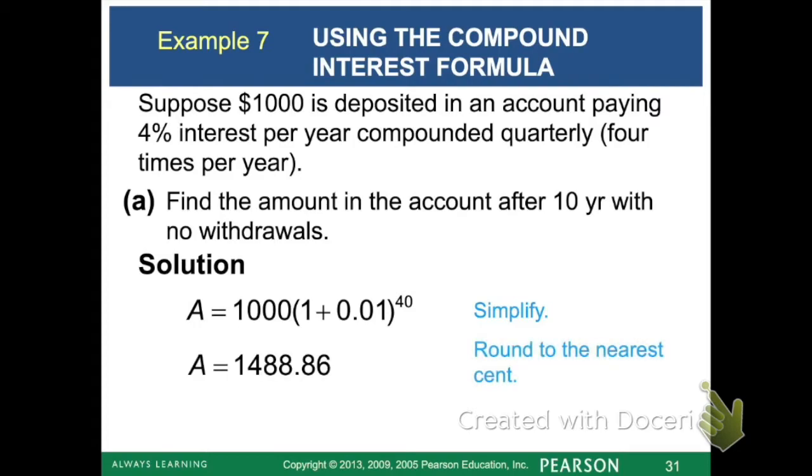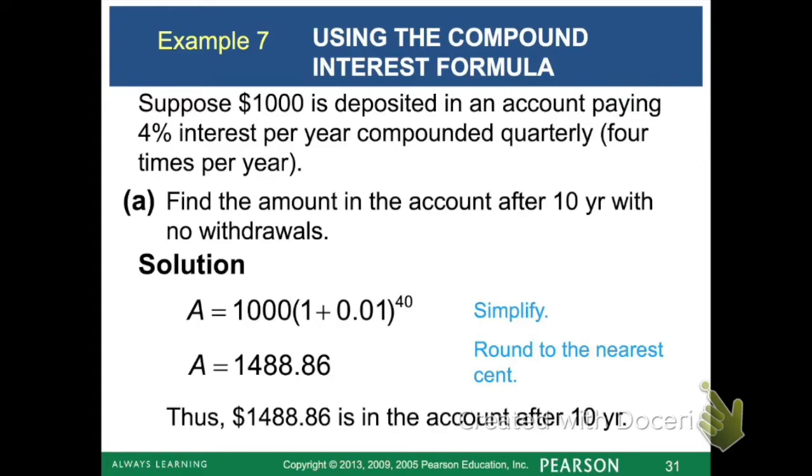So in the end, we get 1,488.86, which is the amount that we have in the account after 10 years. Now, in these kind of problems, we're not going to tell you what you need to round to, because it should be understood that money is always rounded to 2 decimal places unless otherwise specified.